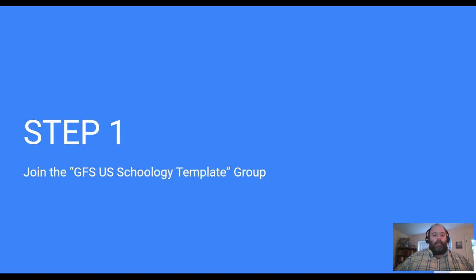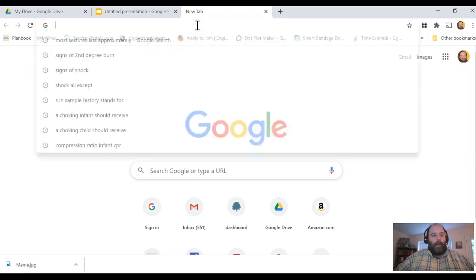So the first step is going to have you joining a group that we created in Schoology, which is where we're housing the Schoology template. So in order to be able to transfer stuff easily into your courses, you're going to need to first grab that group. So I'm going to change my screen here so you can see mine and see how you would actually access that group. Okay, so I've opened my browser here.